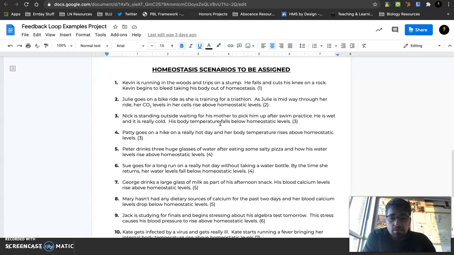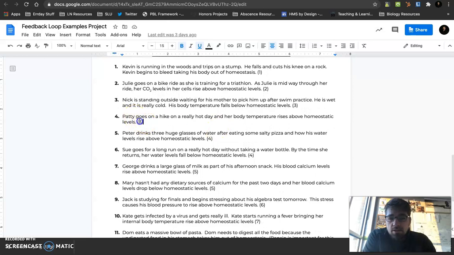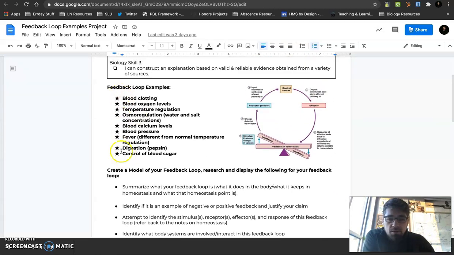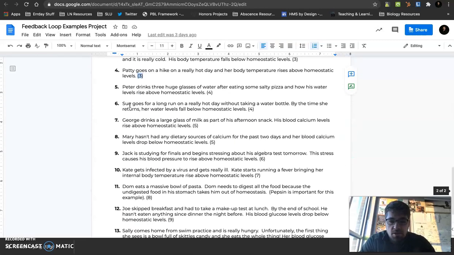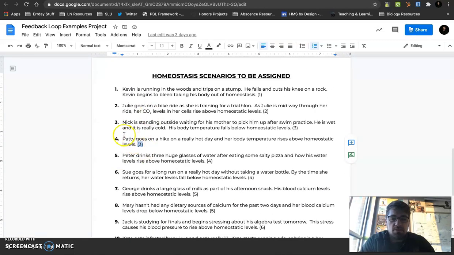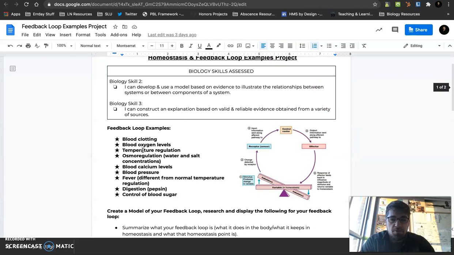Okay, so for instance, let's look at number 4 here. Let's say that number 4 is your example. Patty goes on a hike on a really hot day and her body temperature rises above homeostatic levels. This number here at the end correlates with the stars up here. These are telling you what the specific feedback loops are. These down here are your scenarios. So this goes with the third feedback loop here, which is temperature regulation.